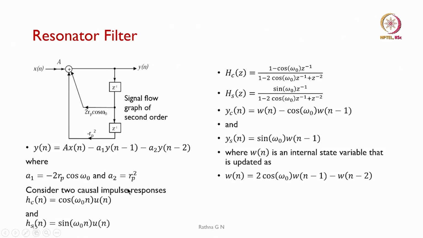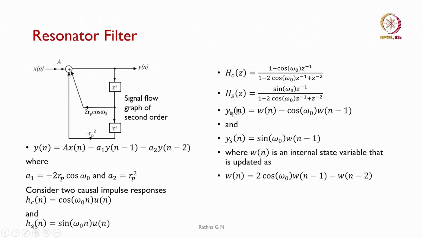So, consider two causal impulse responses, that is Hc of n, given as cos omega naught n into u of n. The second one I can consider as a sine function, Hs of n is equal to sine omega naught n into u of n. So, then, as you will be seeing, the cos function is given by this equation and then the sine function is represented this way.